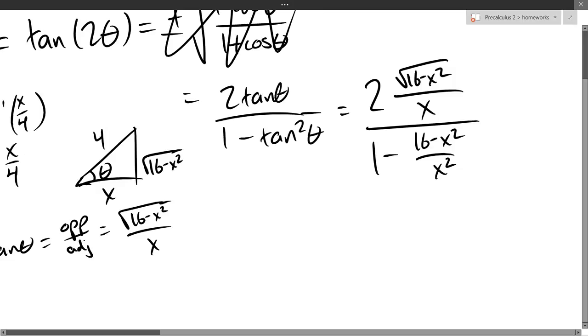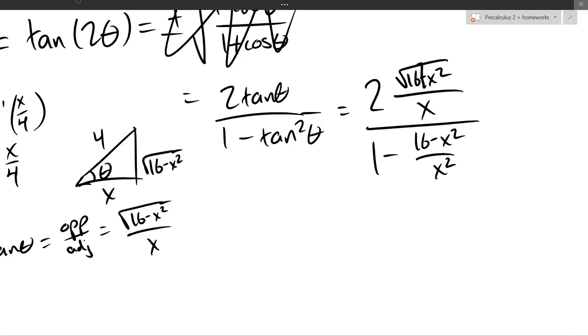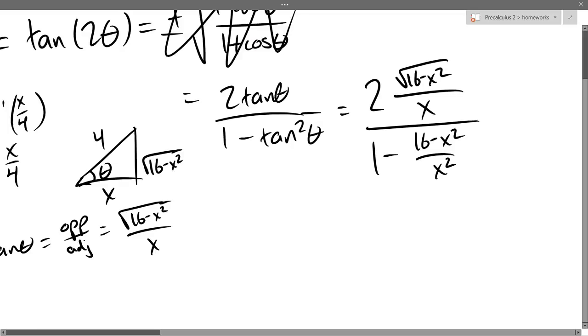Should WebWork take something this ugly? This is a really good time to make sure what you typed in is what you wrote down. When you hit submit, look at the little preview, because there's a really good chance that something is not where it should be. Like maybe this square root ended right here, and then the x squared is outside the square root, or something weird like that. So you want to make sure your parentheses are okay.